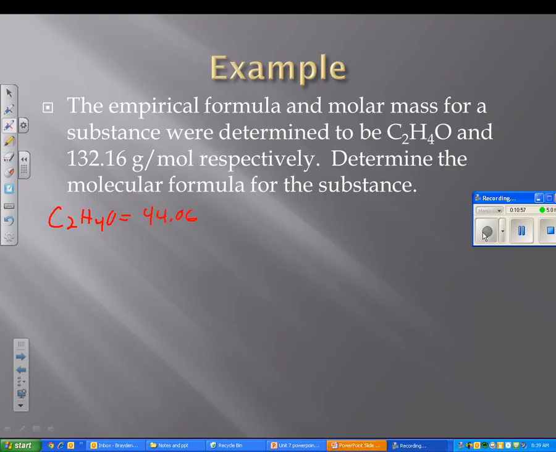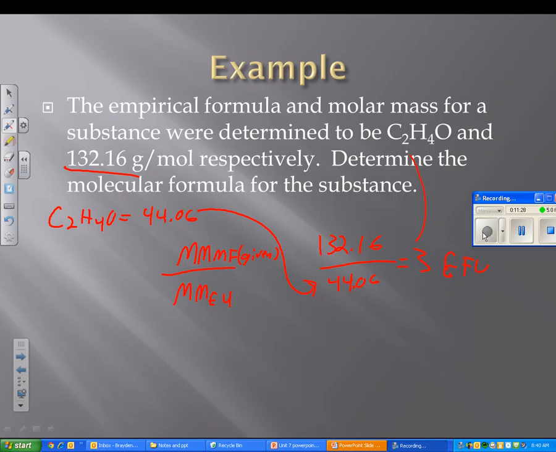44.06. So now we do the molar mass of the molecular formula over the molar mass of the empirical formula. So remember, this one's always given, and it's given right here, 132.16. You divide that by the molar mass of the empirical formula, right here, 44.06. That gives us 3, which means we have 3 empirical formula units, 3 EFUs.